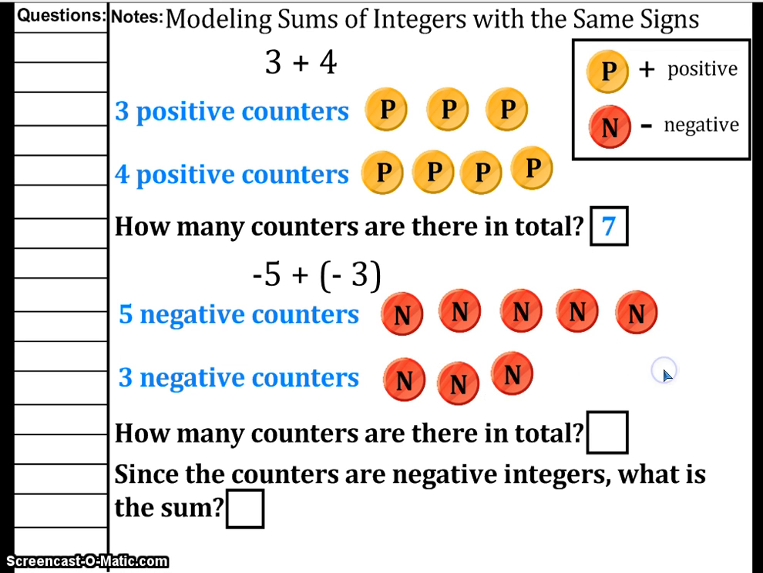So again, after we put our counters, how many do we have in all? 1, 2, 3, 4, 5, 6, 7, 8. So we have a total of 8 counters. Since all the counters are negative integers, our sum will be a negative answer. So our answer is actually negative 8.